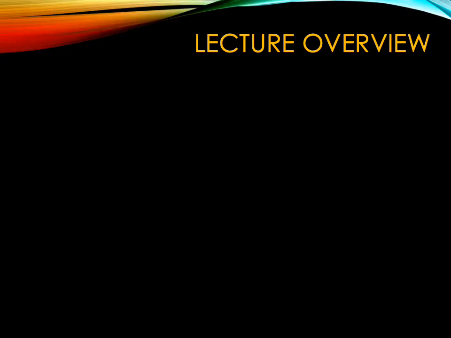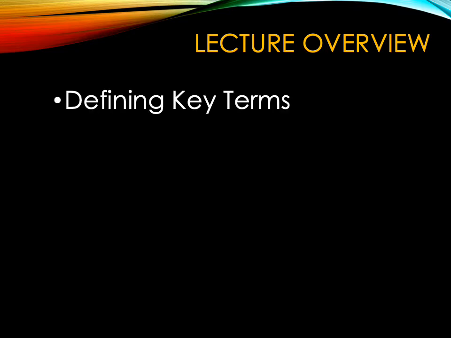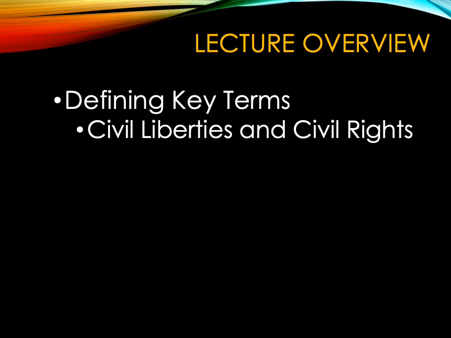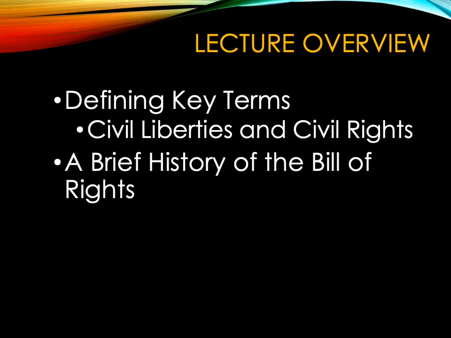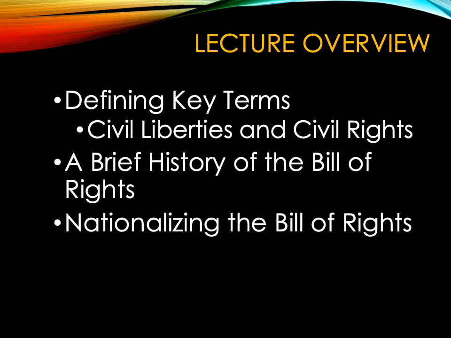Okay, so what are we going to be covering in this lecture? The first thing we're going to do is define key terms, civil liberties and civil rights, and talk about how these two things sometimes overlap. Then we're going to take a look at the brief history of the Bill of Rights and why it is included in the Constitution as amendments rather than in the main document itself. And then we're going to talk about the concept of nationalizing the Bill of Rights. So let's go ahead and get started.